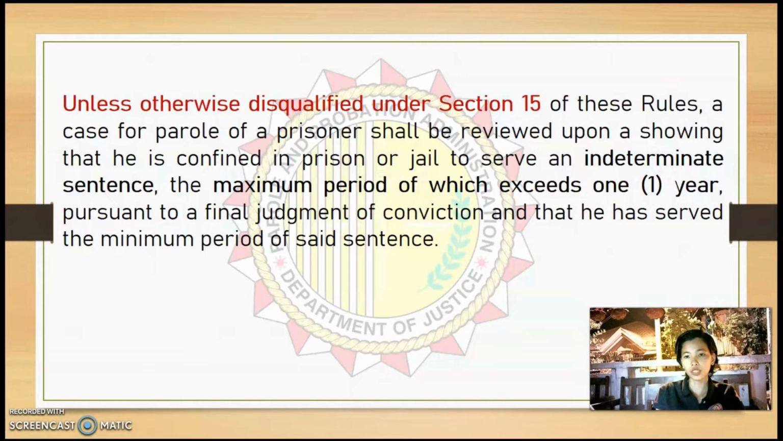A case for parole of a prisoner shall be reviewed upon a showing that he is confined in prison or jail to serve an indeterminate sentence. So what is an indeterminate sentence? A prison sentence that consists of a range of years, such as 5 to 10 years. The principle behind it is the hope that prison will rehabilitate some prisoners. Those who show the most progress will be paroled closer to the minimum term. The maximum period exceeds 1 year, pursuant to a final judgment of conviction, and he has served the minimum period of said sentence.